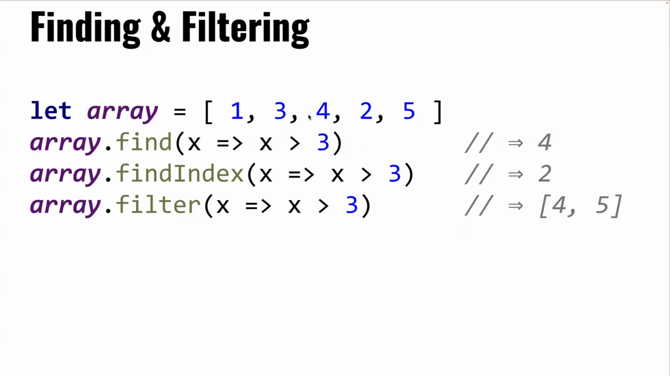Or instead of the value, you might be interested in the index. What position is this true? Then you would use findIndex. So it evaluates: is 1 greater than 3? No. 3 greater than 3? No. 4 greater than 3? Yes. So it found it in position 2: 0, 1, 2. So this whole thing evaluates to 2. And filter we saw already. Filter goes through each one, computing a smaller array that is a subset. So which ones are greater than 3? Then it will be just 4 and 5.